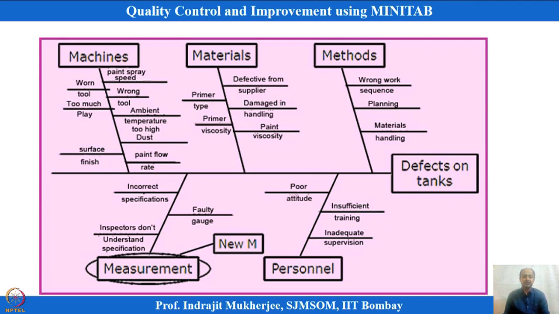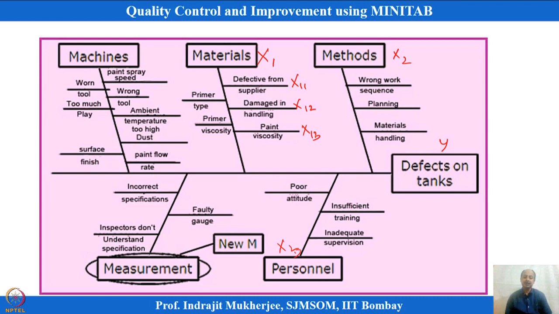These are the causes, and within every type of cause we can say there is an X, and these are the sub causes. Defectives from supplier can lead to defects on the tank. So this is basically Y, and these are the X1, X2 variables, and within that we can think of sub variables. So within X there can be potential sub variables like X11, X12, X13. For a given cause there can be sub causes also. Minitab has an option to add sub causes.